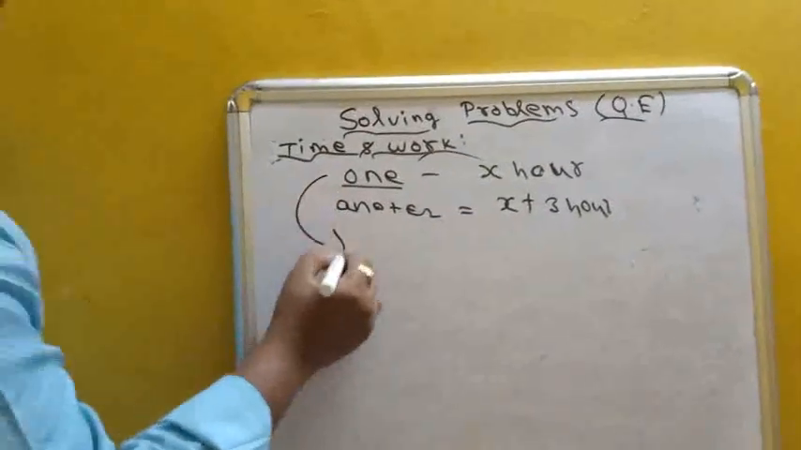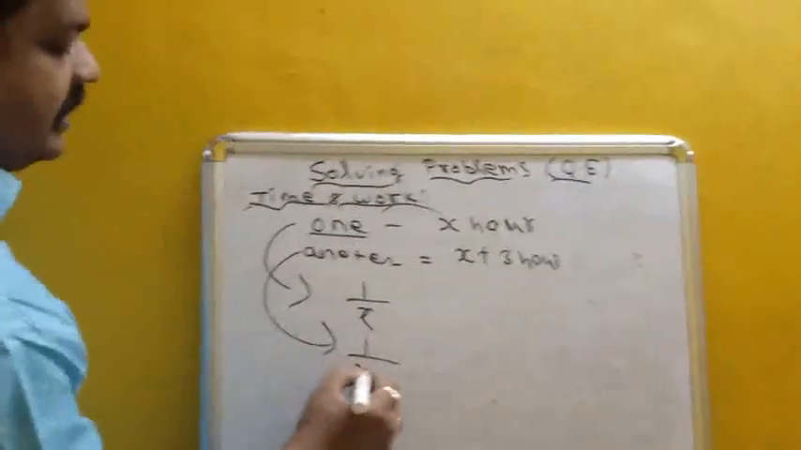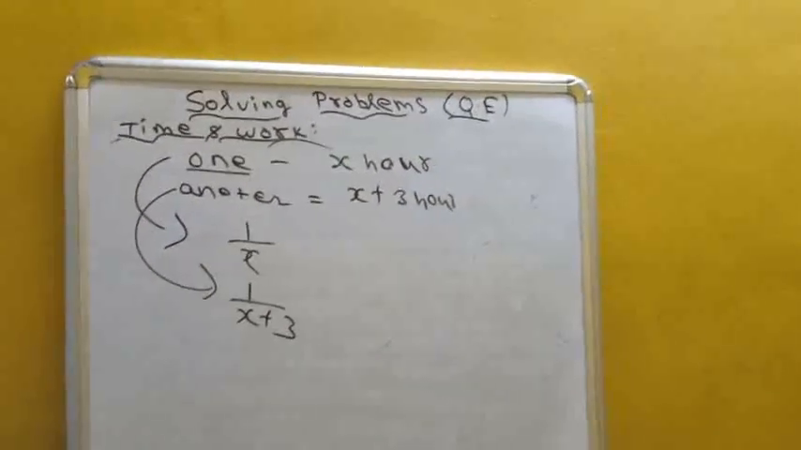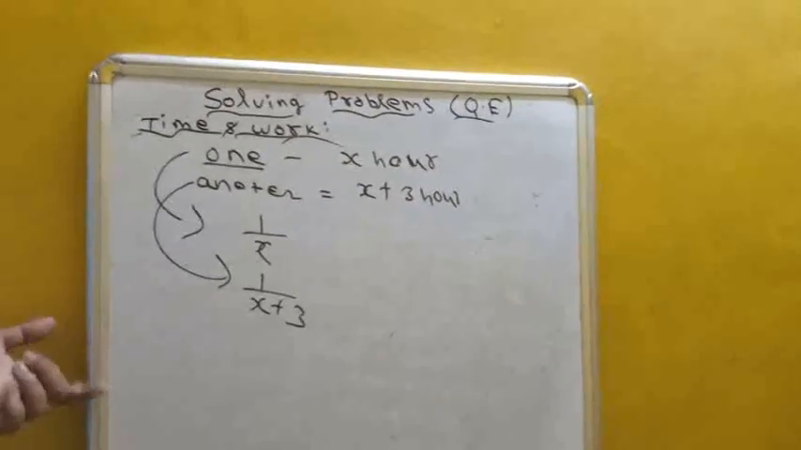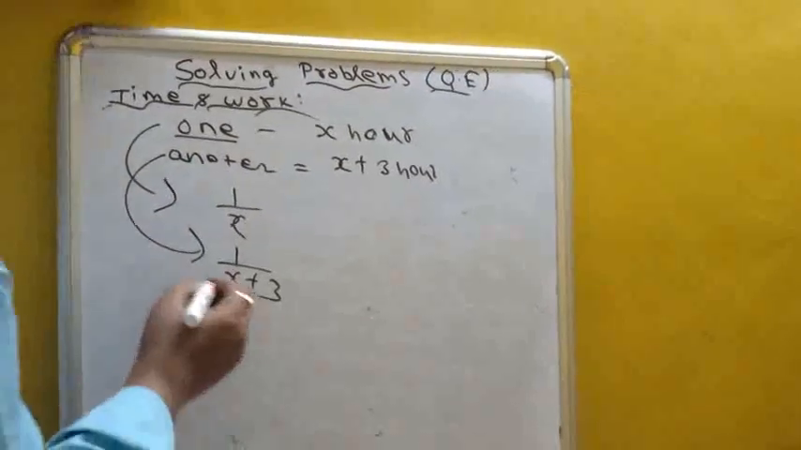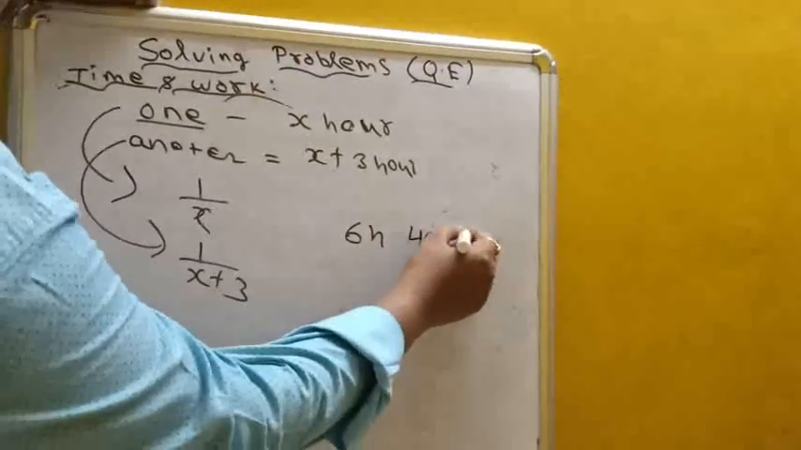In 1 hour, how many part? 1 by x part. In 1 hour, how many part? 1 by x plus 3 part. But what he told, later he told that they can fill together in how many hour? 6 hour 40 minute he told. So what do you have to do?